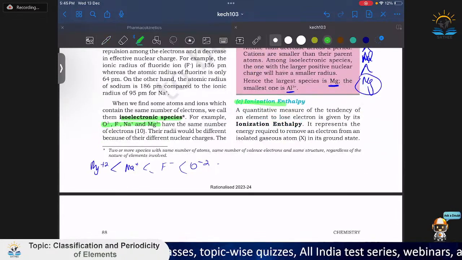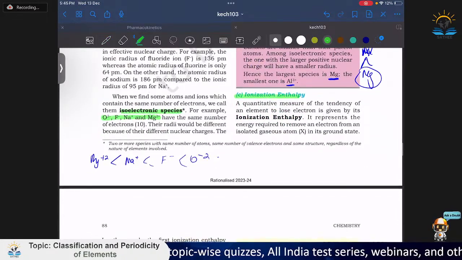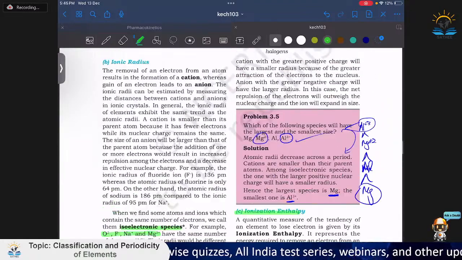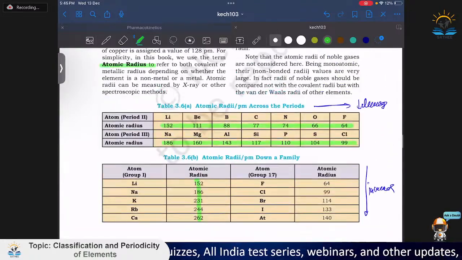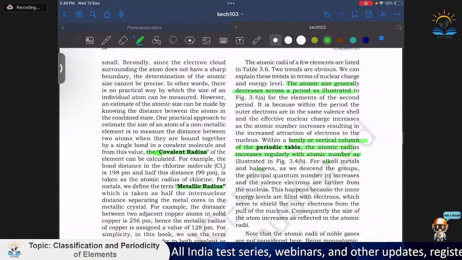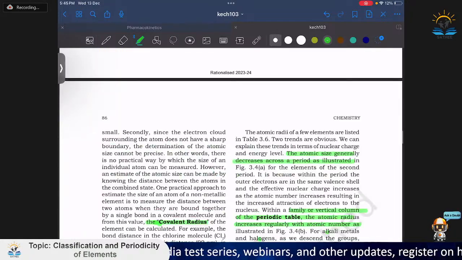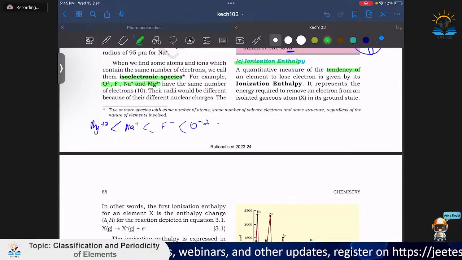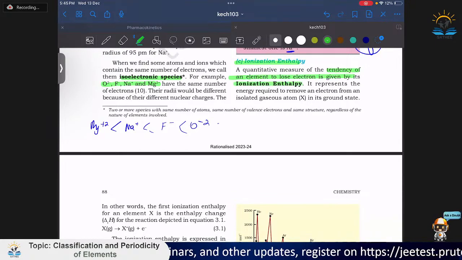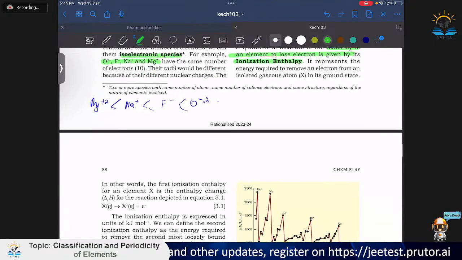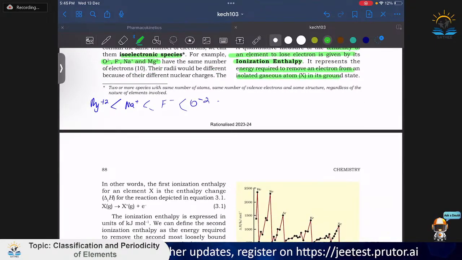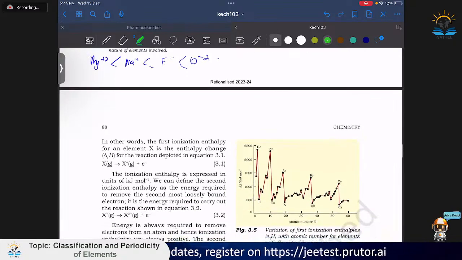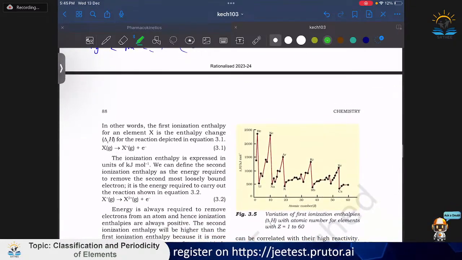Second trend is ionization enthalpy. So we have discussed atomic radius, ionic radius. Now let us see what the ionization enthalpy trend is. Ionization enthalpy is the tendency of an element to lose an electron. It is the energy required to remove an electron from an isolated gaseous element in its ground state. This is the enthalpy of ionization.